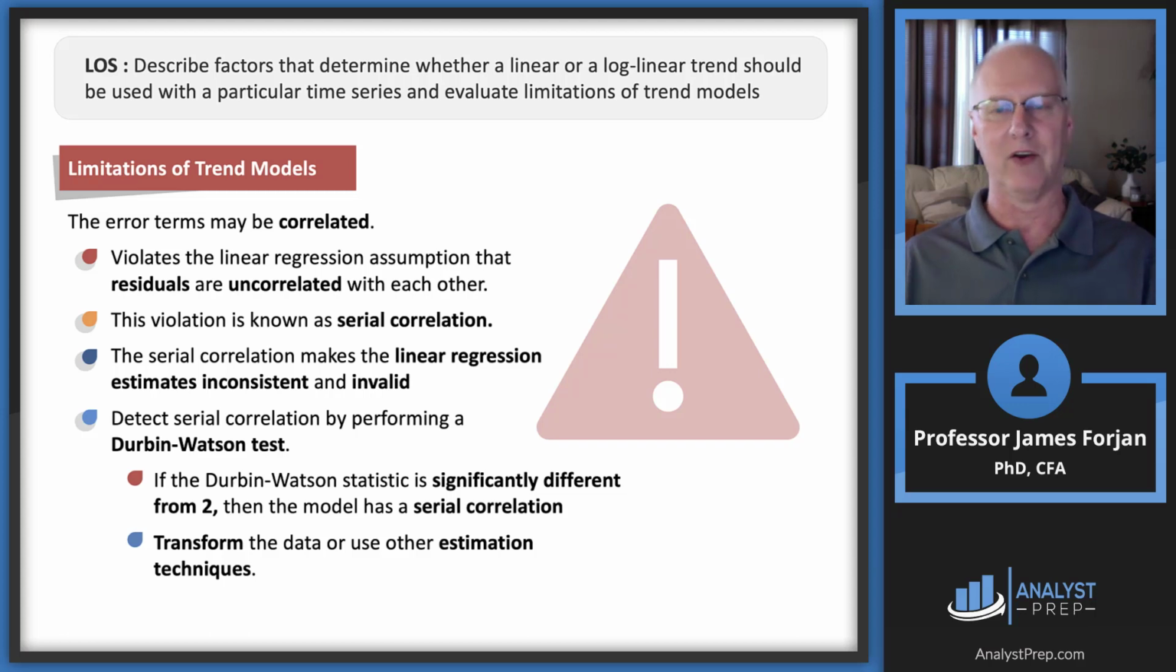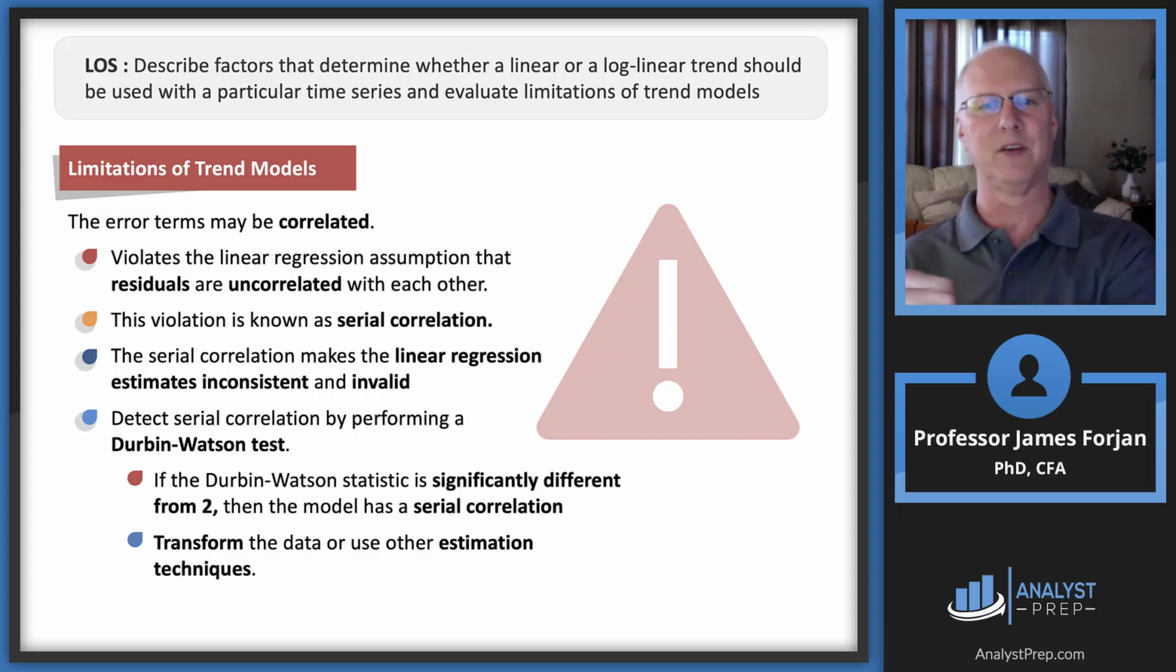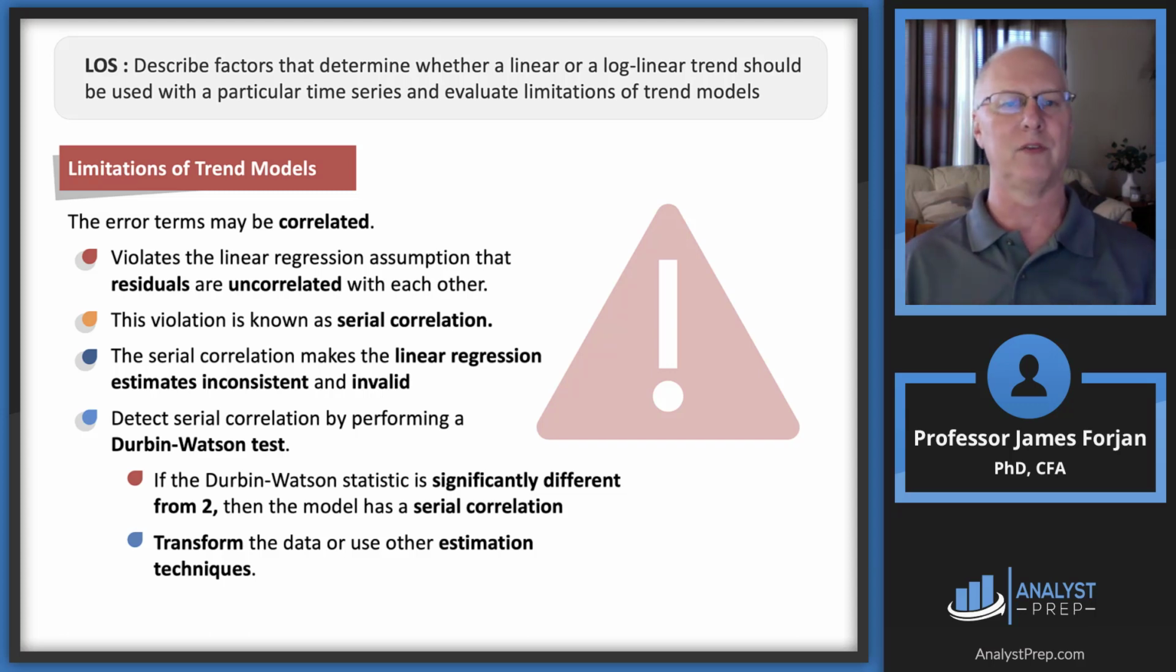However, even if it's accurate, and especially when it's inaccurate, we have a big problem. Notice that we have a big old exclamation point over there on the right side of this slide deck. The error, so what are we calling this? Limitations of trend models. This is the last part of that LOS. The error terms may be correlated. And if those error terms are correlated, then we know that this throws everything out of any kind of a semblance of what we want it to look like.